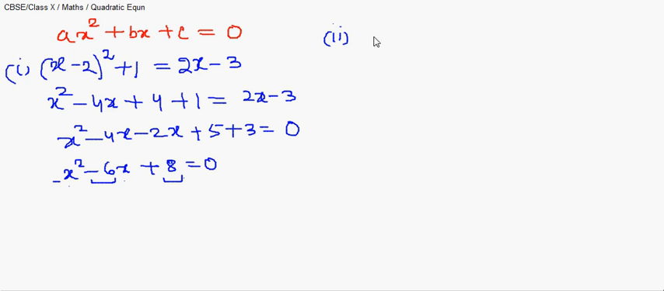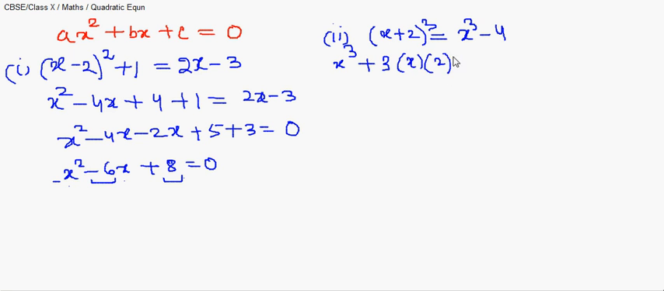We'll take 2-3 examples. Now it is x plus 2 whole cube equals x cube minus 4. What is a plus b whole cube? If you recall, it is a cube plus 3ab square plus 3a square b plus b cube. This is in the left hand side.